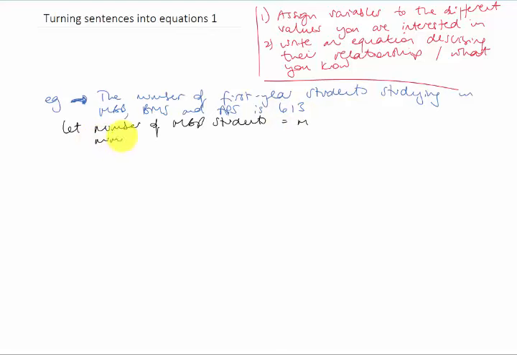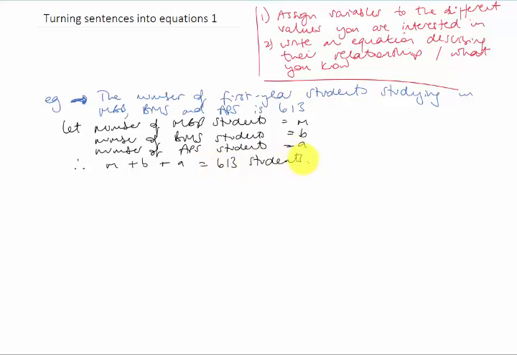The number of BMS students be B, and the number of APS students be A. So therefore we know that M plus B plus A, so if we add up the MBB students, the BMS and the APS students, that is equal to 613 students. And that's all we can do for that. If we had some more information then we could go about solving it better, but that's all we know in this example.